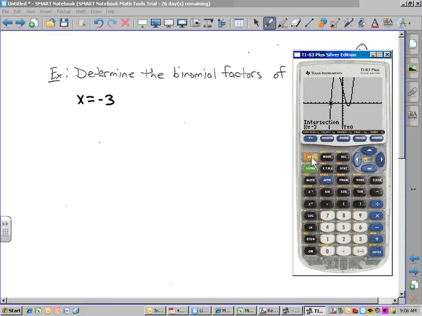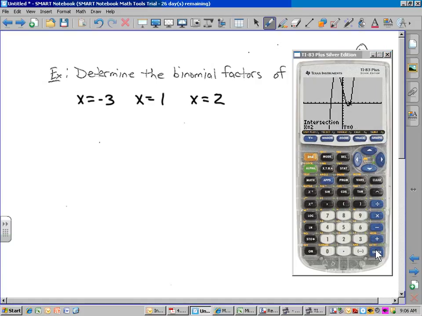And we'll do it again. Second, calculate, trace, intersect. Again, we move the spider over, hit enter 3 times to the next one. X equals 1. And let's see what that last one is. Again, getting close as possible. x equals 2.